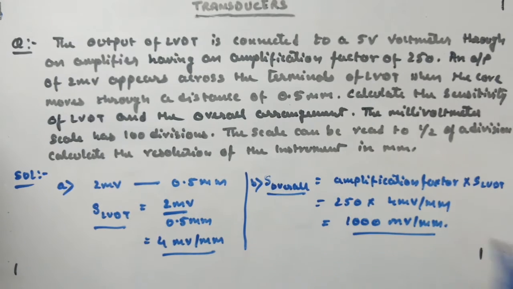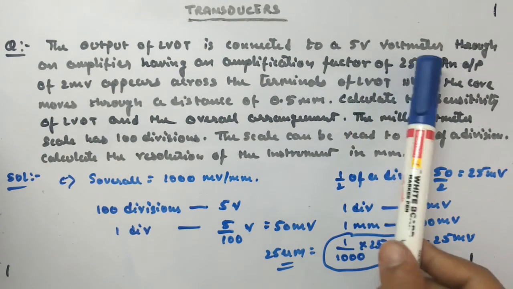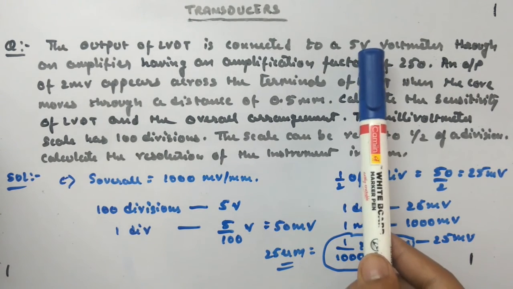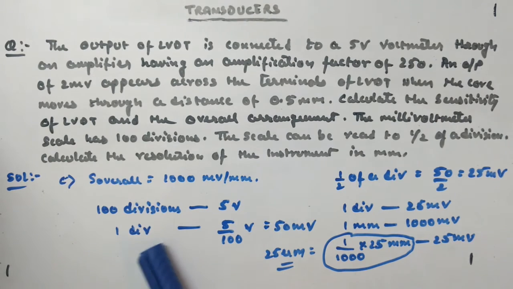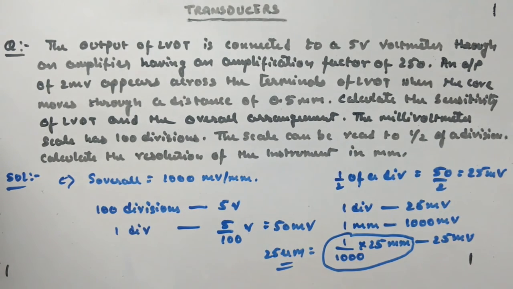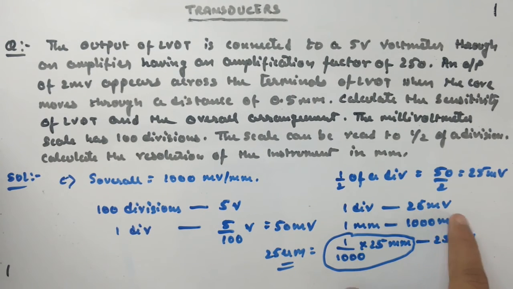Now we will solve for the last part. Let's see the solution. S overall is now 1000 millivolt per mm. It is given that the scale is of 100 divisions. So 100 divisions correspond to the 5 volt voltmeter, because at the output you are measuring with a 5 volt voltmeter. So one division will be 5 divided by 100, that is 50 millivolt. Then it is written that the scale can be read to half of a division, which means 50 divided by 2, that is 25 millivolt.